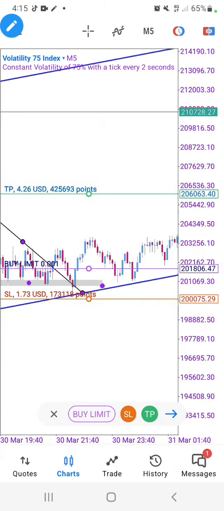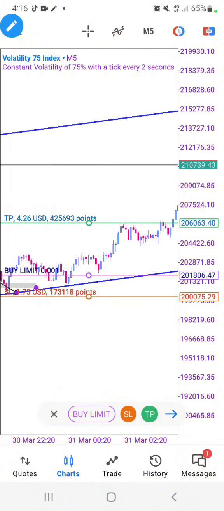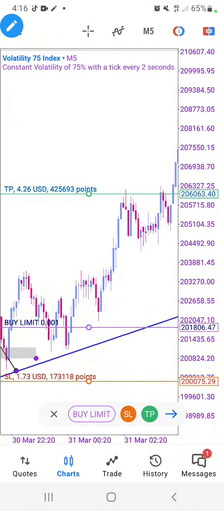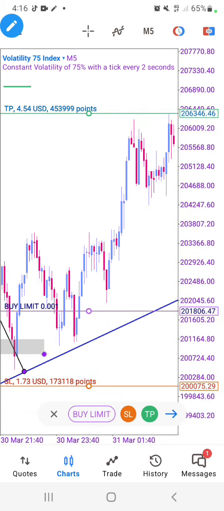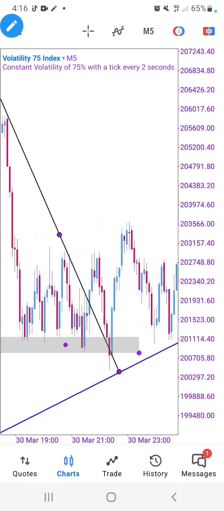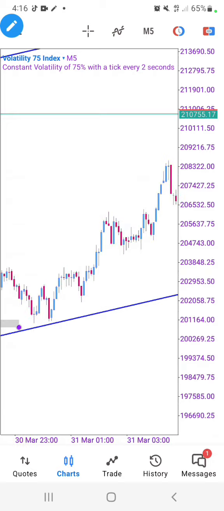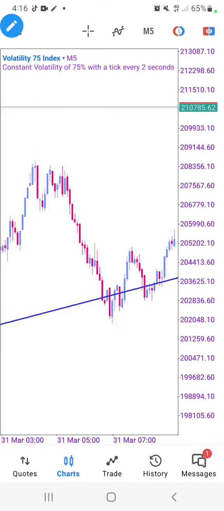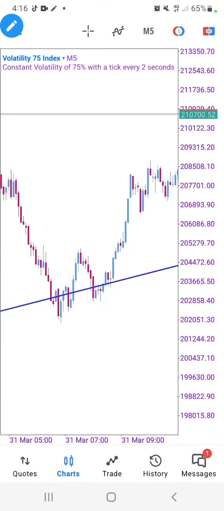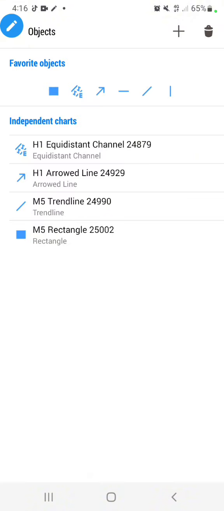So you can see here that the market came very well and did exactly what we wanted, which means this setup went perfectly in our direction. So that is the first setup. Let us find another setup. You have to wait until the market forms another downtrend on M5.